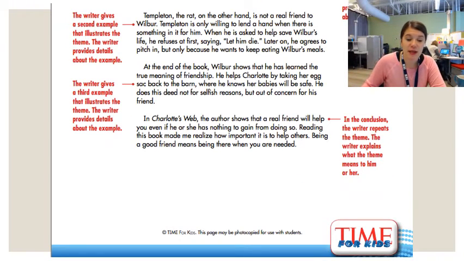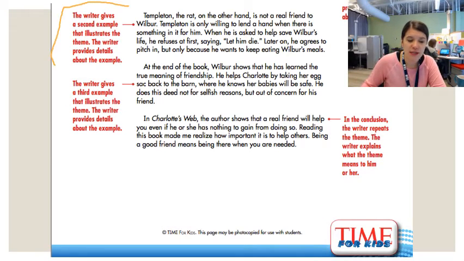Let's keep going. Templeton, the rat, on the other hand, is not a real friend to Wilbur. Templeton is only willing to lend a hand when there is something in it for him. When he is asked to help save Wilbur's life, he refuses at first by saying, "Let him die," and then later on he agrees to pitch in, but only because he wants something from it. He wants to keep eating Wilbur's meals.